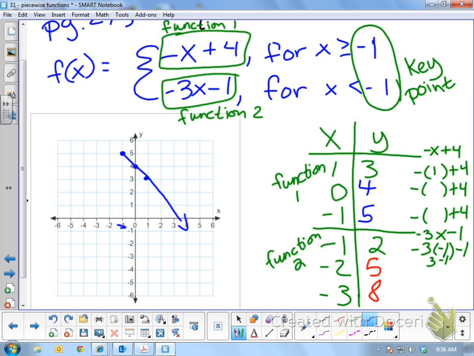Need your attention back up front. This point is going to have an open circle when we draw it. And the reason why is looking at these two symbols. What about this symbol would tell me don't include -1? It's less than, not less than or equal to. So when that happens, we leave an open circle. So when we graph the point -1, 2, we have to do an open circle.